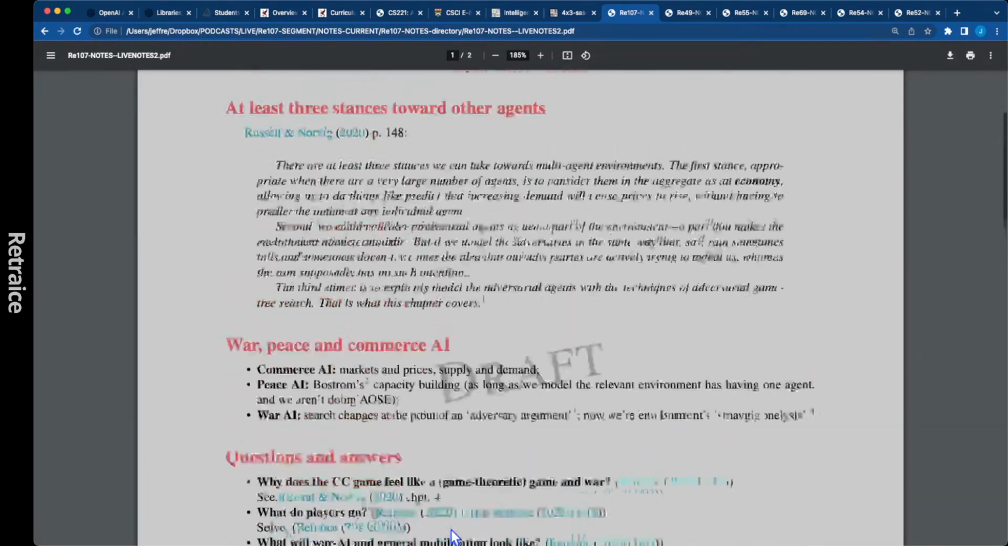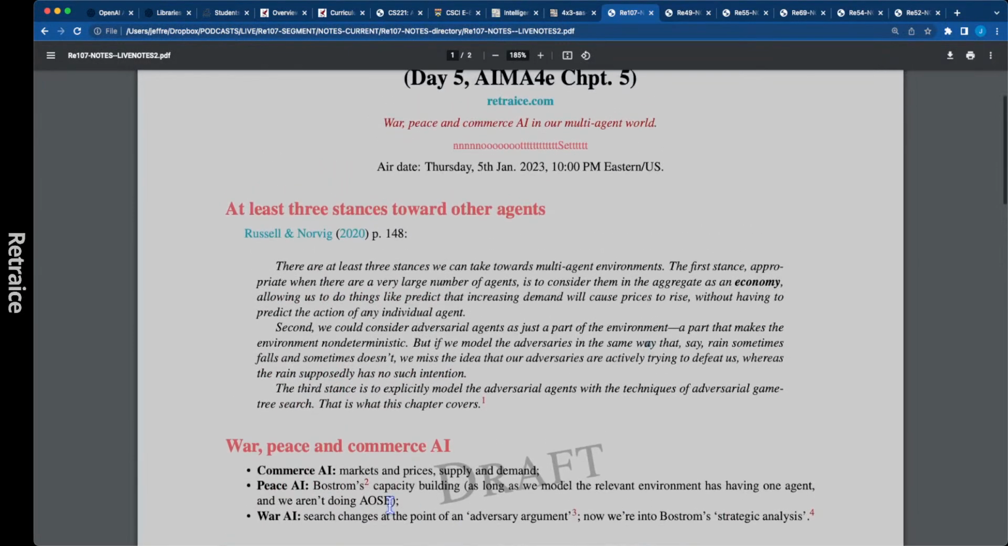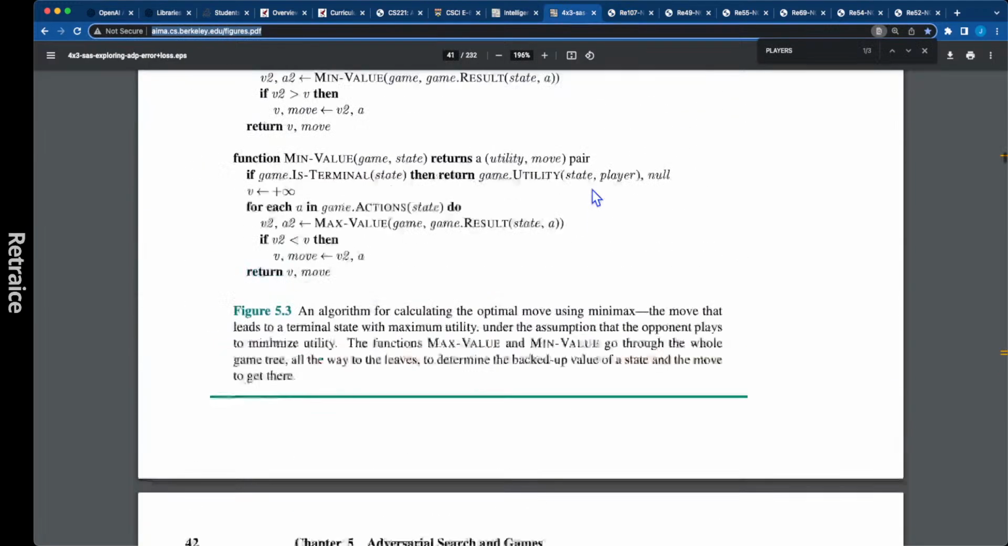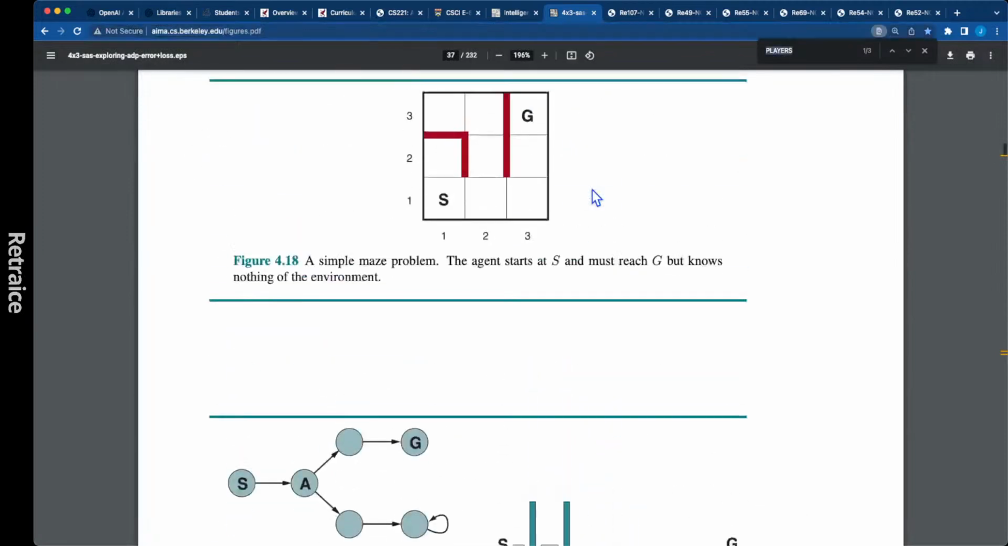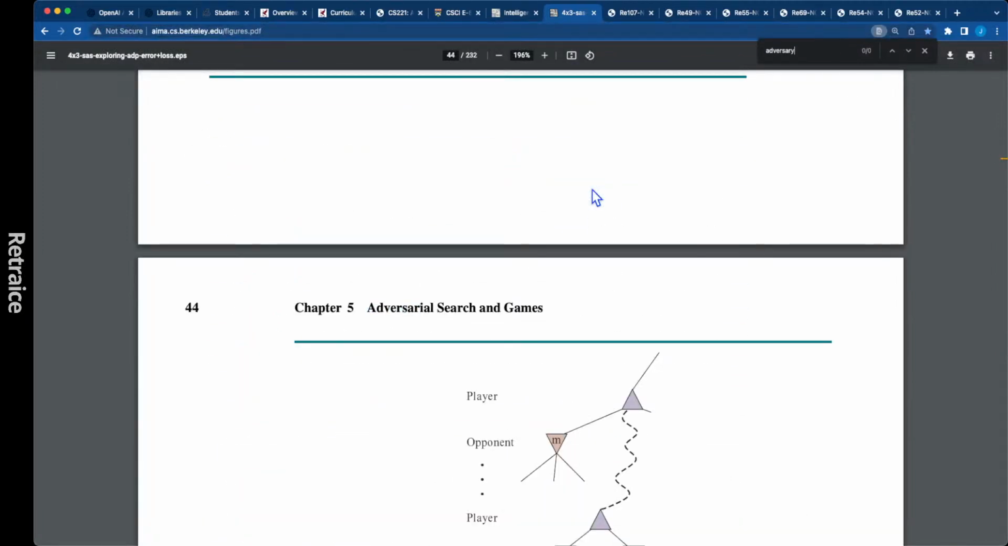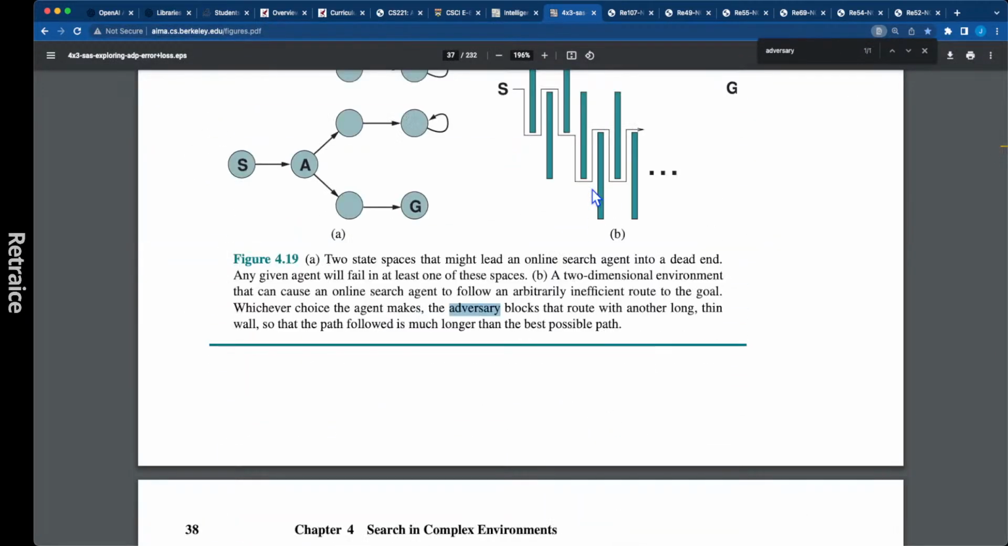I would say, it's hard for me. I don't want to scroll down because you're going to be distracted by what I wrote below. War AI, the search changes at the point of an adversary argument. So yesterday we talked about, is it here? Tell me it's right here. It's not lined up. I was hoping I'd get lucky. Adversary, yes, there.